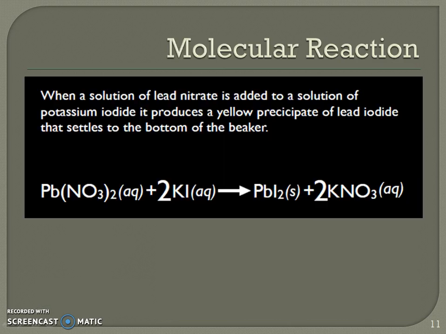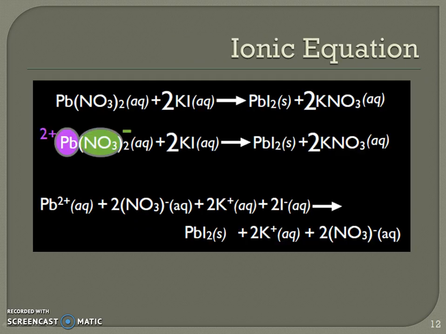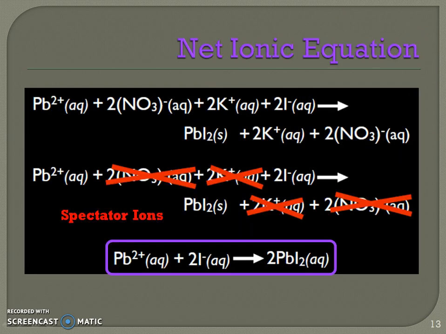An aqueous solution is just something that is dissolved, usually in a solvent such as water. So the molecular reaction is what you are used to seeing in Chem 1. The ionic equation is taking that molecular equation and busting it apart into all those ions, with the exception of that solid precipitate that forms. Notice that solid stays a solid all the way through. And of course the net ionic equation is the important reaction. What's really happening? Because we can cancel out all of these spectator ions.